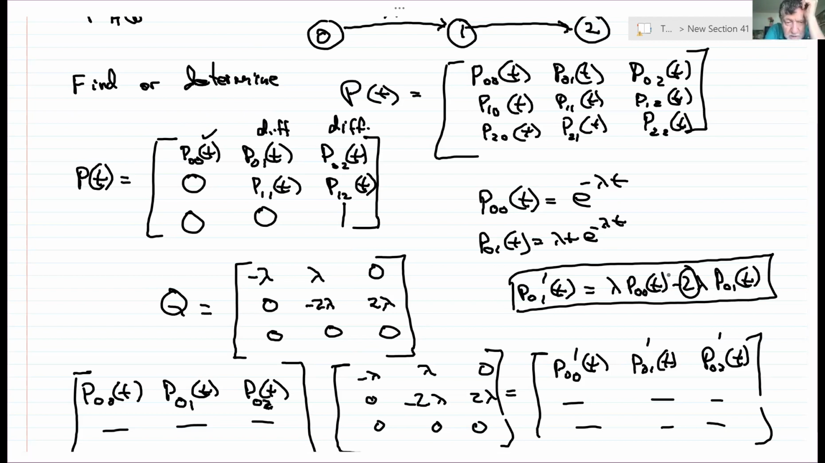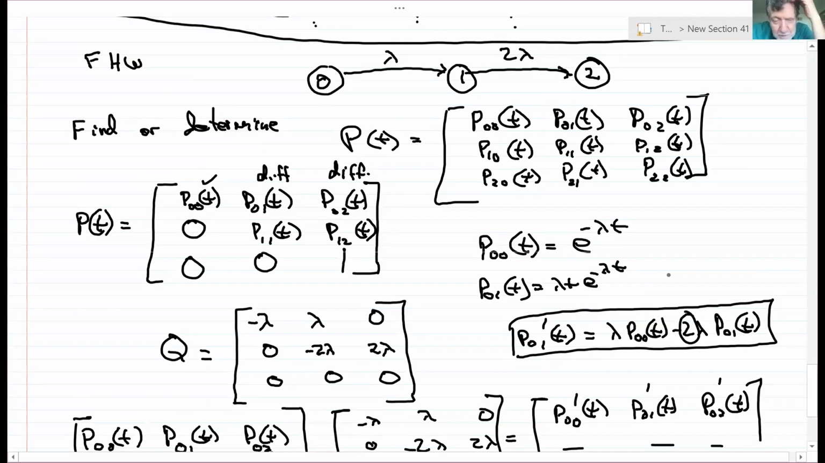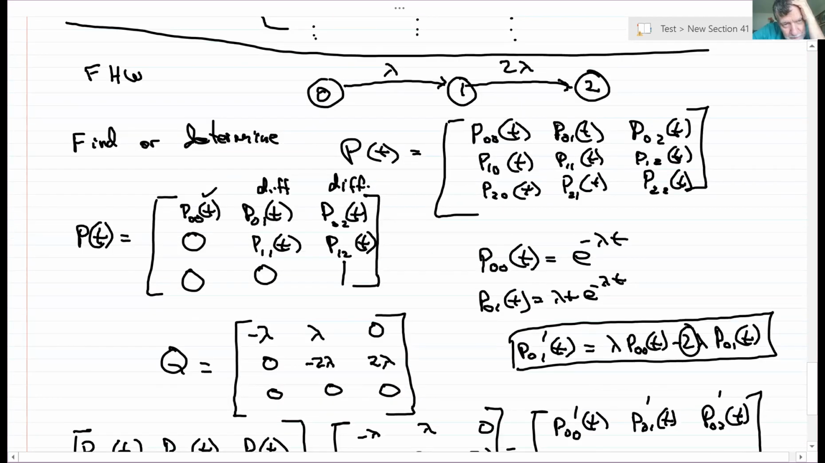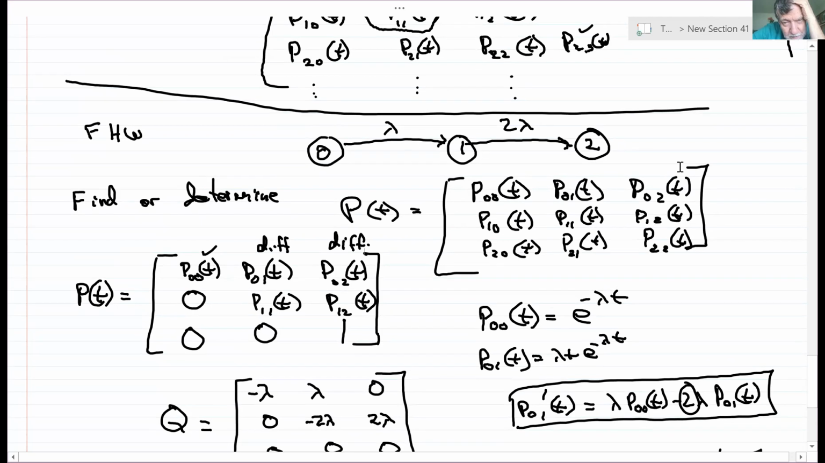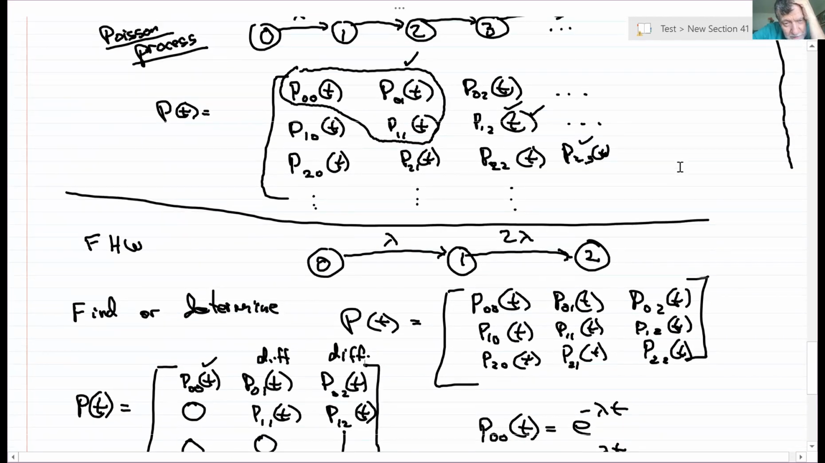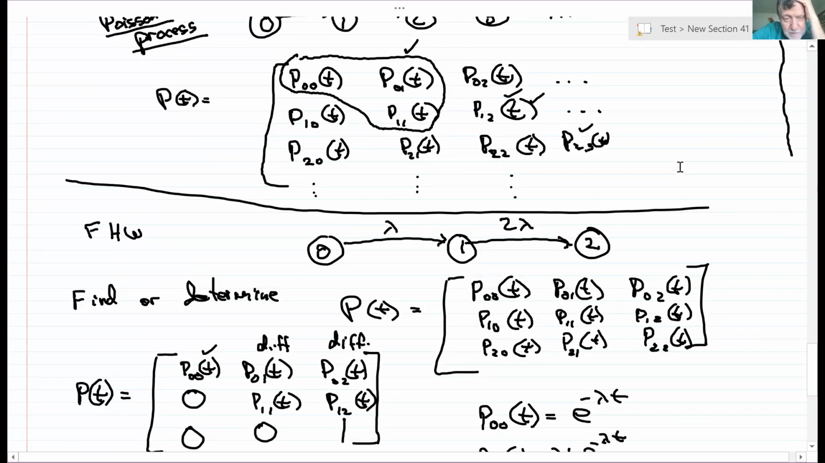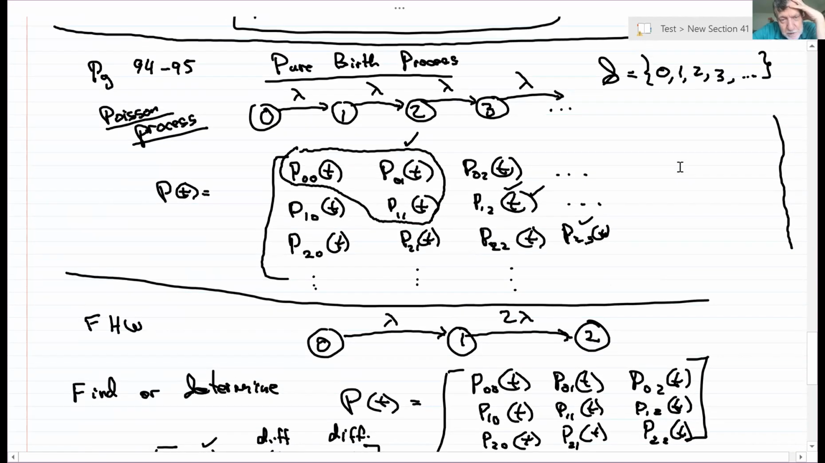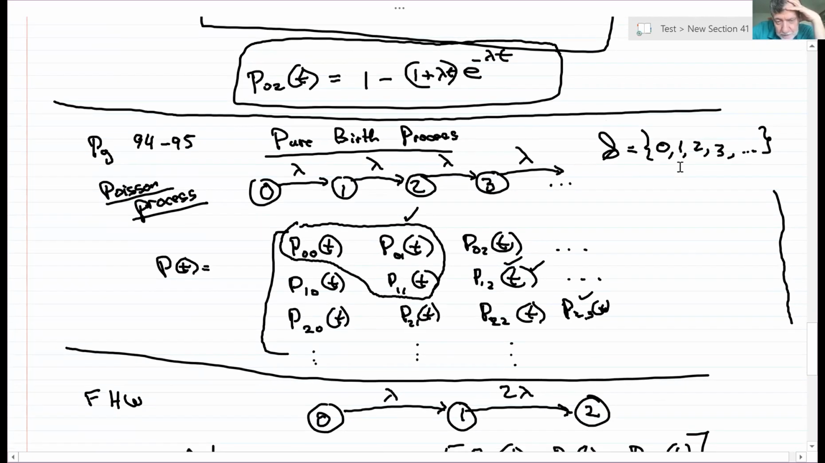So this is a decent follow-up problem to what we did. Why? Because it's almost the same, except the rate of going from 1 to 2 is twice the rate of going from 0 to 1, whatever that might be. Does this homework problem make sense? I'm not saying the answer is obvious, but does the problem make sense? It should be thought of as a natural follow-up to the one I did in class.